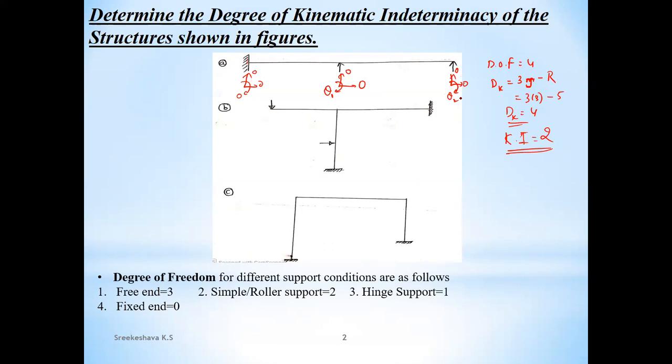So, any doubts? Okay, sir. Clear? See, if he is asking kinematic indeterminacy of the structure, you have to see the entire beam. If he is asking degree of freedom, you have to see individual joints.